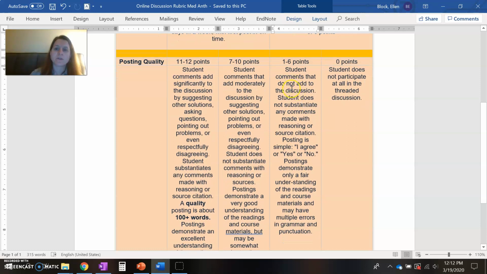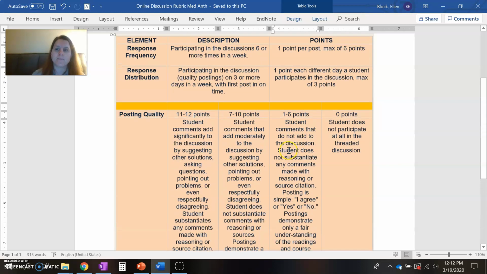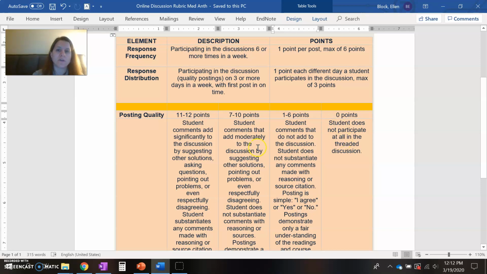1 to 6 points: student comments that do not add to the discussion. Student doesn't substantiate any comments with reasoning or citation. Posting is simply "I agree," yes or no, and demonstrates only a fair understanding of the readings. Or maybe you're supposed to read a few chapters and you only referred to one; in the Routledge handbook, if you only refer to one of the case studies, this is how I'm going to know what you've been engaging with. And then you have lots of errors and it's poorly written. And then if you don't participate at all, obviously you get 0 points for the whole thing. So that is the grading scheme.